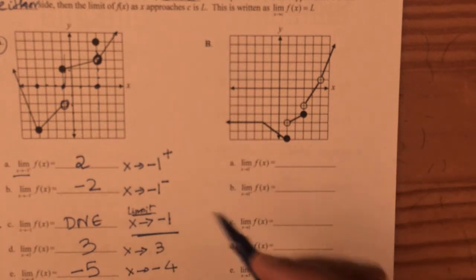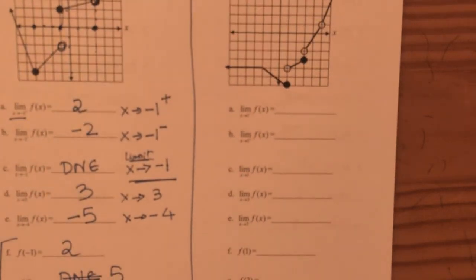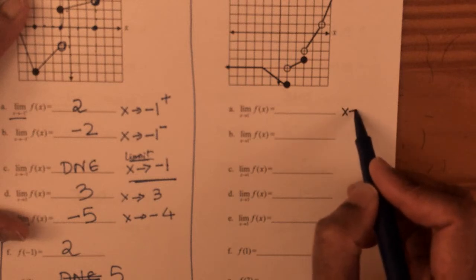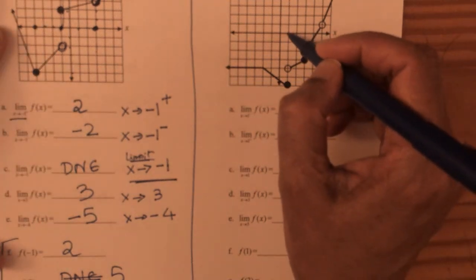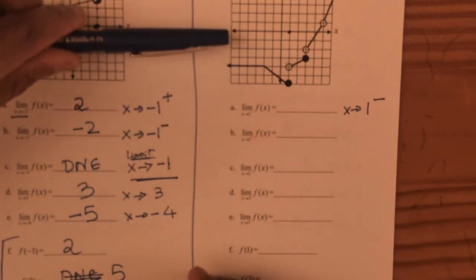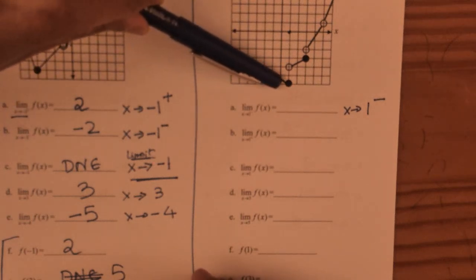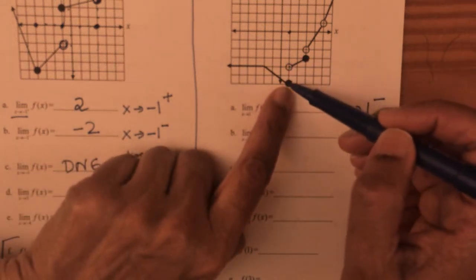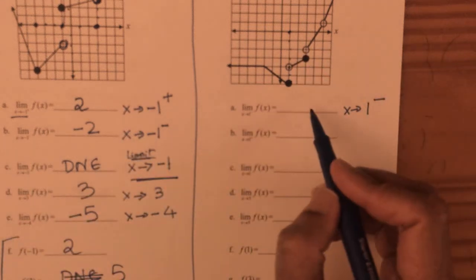Now let's do the next graph. So I'm moving on to B. The limit of this graph as x is approaching 1 but from the negative side. So 1 is here, right? And you're approaching from the negative side. So this is where it's going. From the positive side it will be this, but from the negative side it's this. What is this? 1, 2, 3, 4, 5, 6. It's negative 6.